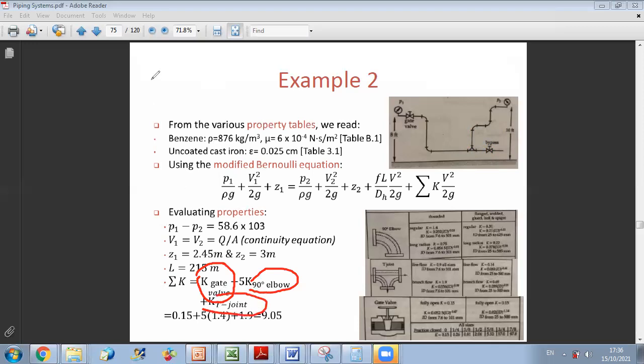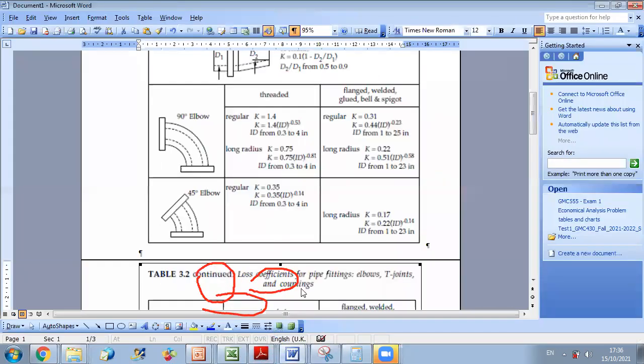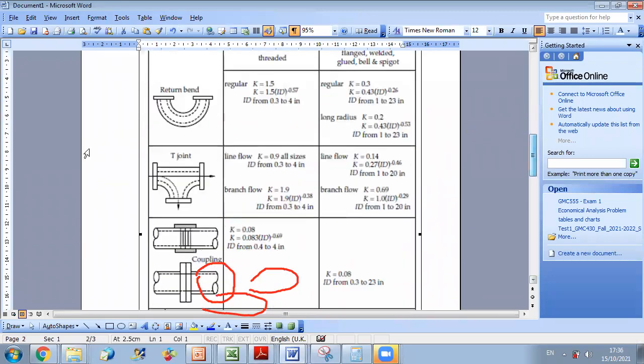Okay, so if I go to tables, so now I should look at, so this is first for T joint.